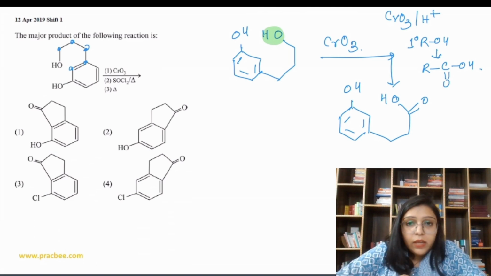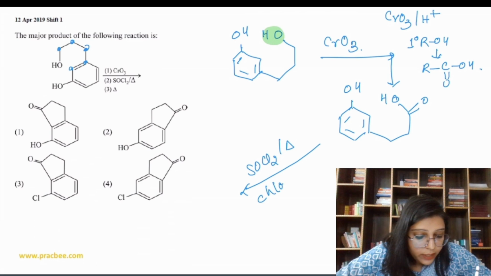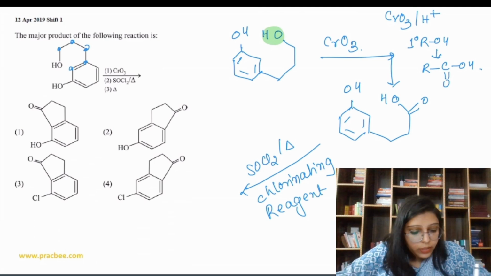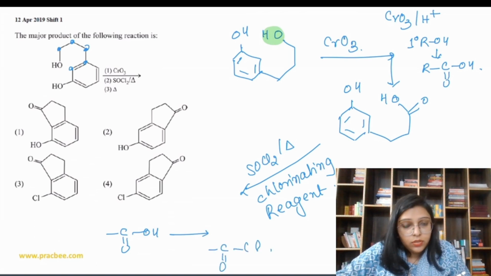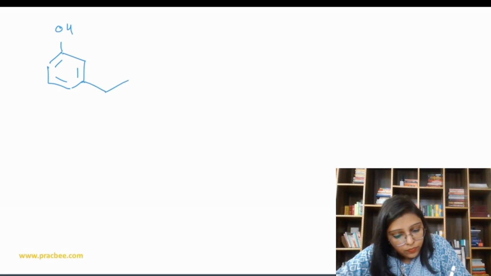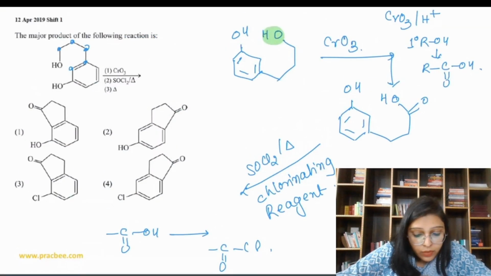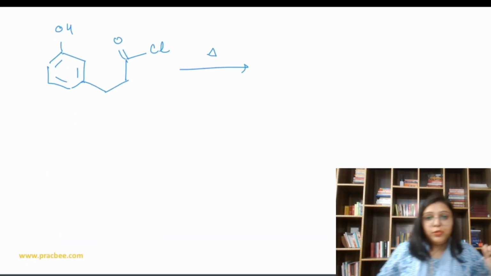Next we have SOCl2 and heat. SOCl2 is the chlorinating reagent. If we have C double bond O OH, in the presence of this we get C double bond O Cl. This is a reagent based question. So let me write the next product. So we get OH, double bond O and Cl. Fine. Now we have to do heating. Heating means we have to do some kind of rearrangement.